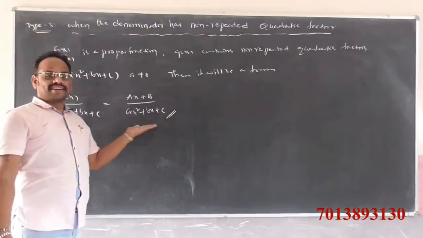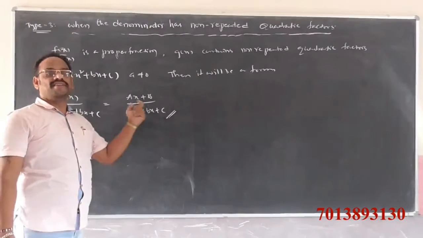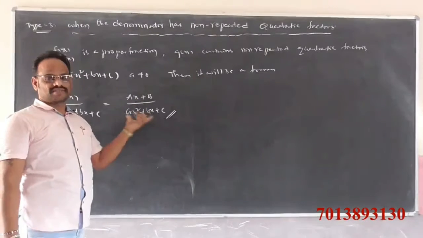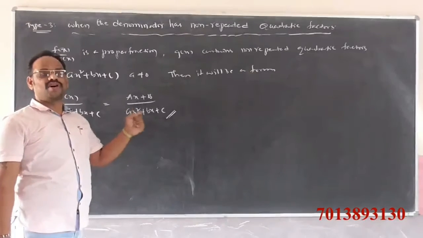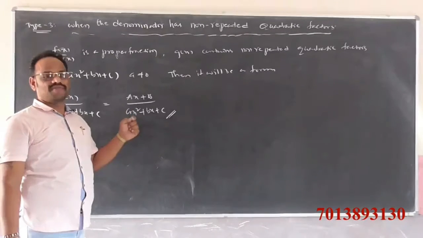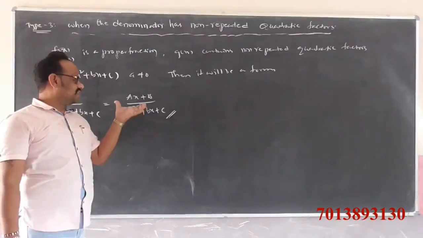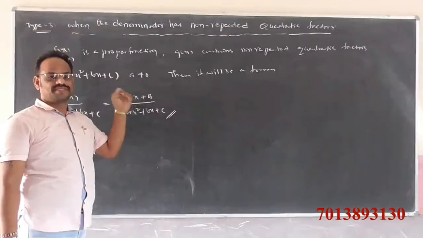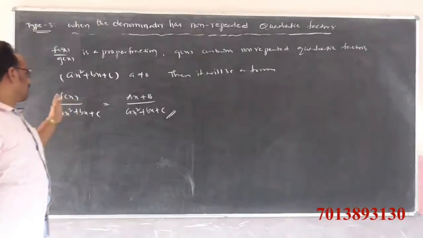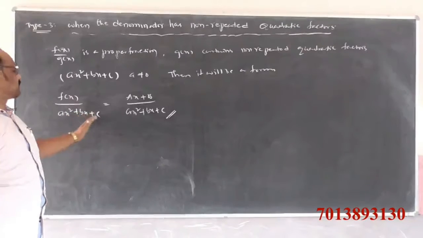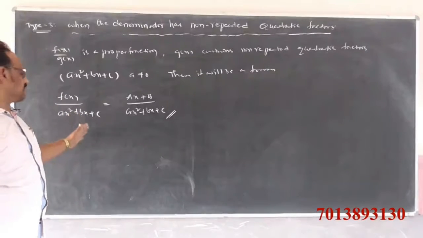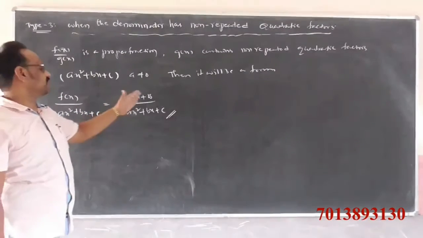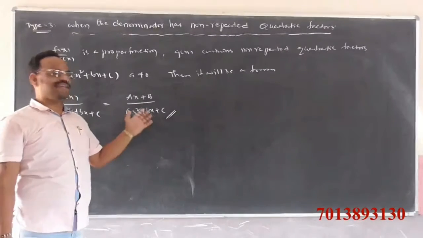When the denominator has non-repeated quadratic factors, how to resolve this proper fraction into partial fractions? Clearly, f of x by x square plus bx plus c is equal to ax plus b by ax square plus bx plus c.